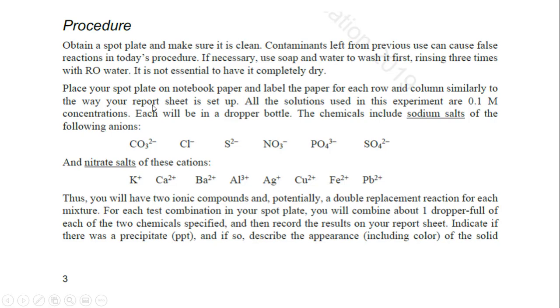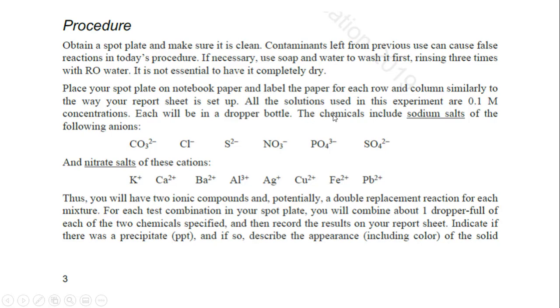and you're going to set it up. So you have to organize how you're going to add it. All solutions used in this experiment are 0.1 molar concentration. So that means all of these here are 0.1 molar concentrations, as well as these. Each bottle is 1, 2, 3, 4, 5, 6. There would be 6 bottles, and they would all have these anions listed on it.